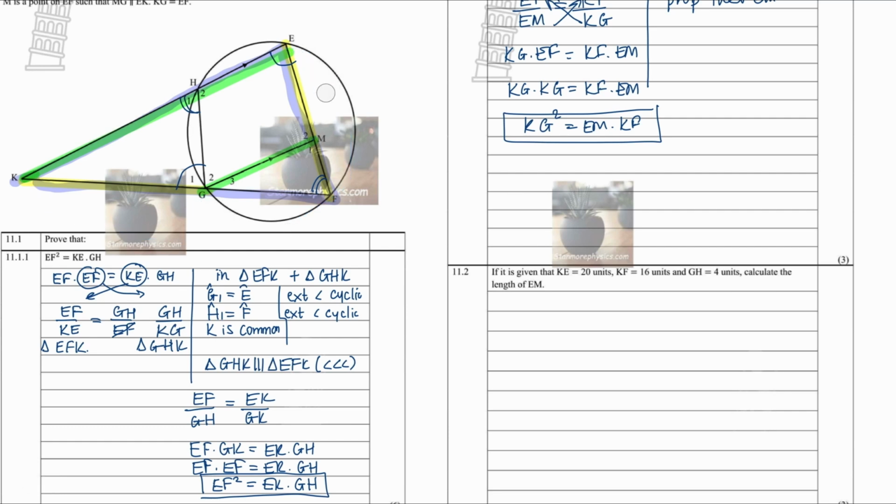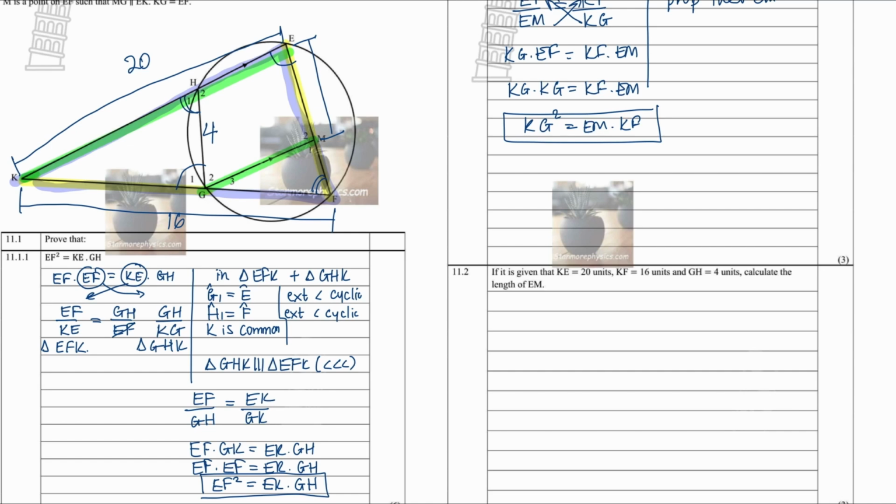The last question reads, if it is given that KE is equal to 20 units, so KE, this right here, if that is 20 units, KF is 16 units, so KF is this entire side here, that is 16 units, and GH is 4 units, so GH, this side here, is 4 units. Calculate the length of EM. So they want us to calculate this side right here.